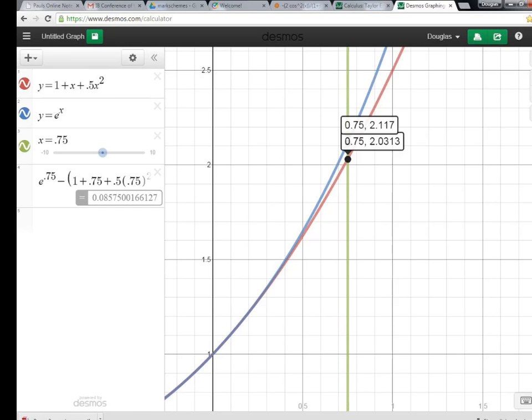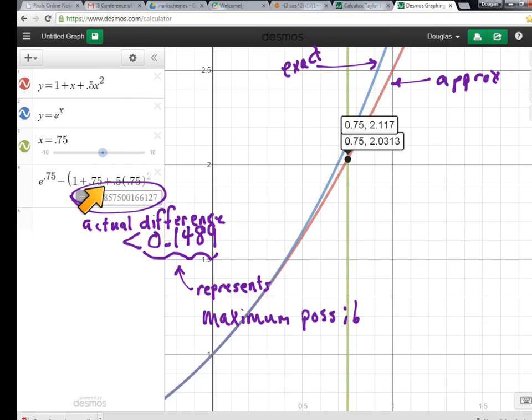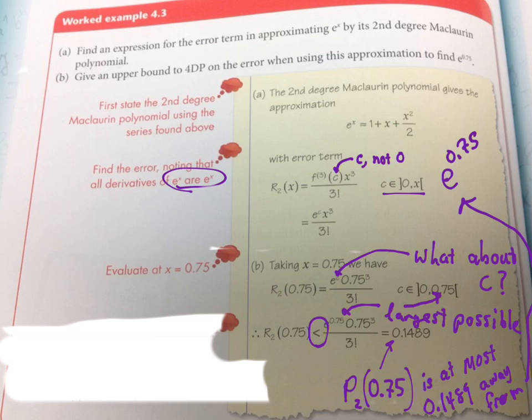this is a graphical representation. We have the polynomial approximation, which is the red curve, and we have e to the x as the actual values. And the actual difference is 0.0875, which is less than the maximum difference that I calculated with my estimate. Now remember, this predates the calculator, so we wouldn't have known this particular exact difference, but what we had is proof that the second degree approximation is at least this close to the actual value of the function.